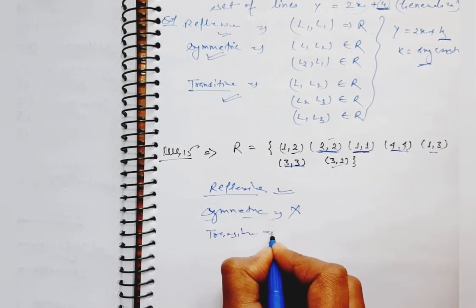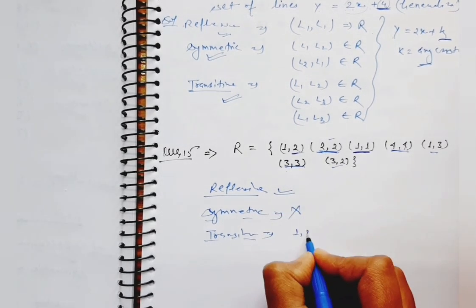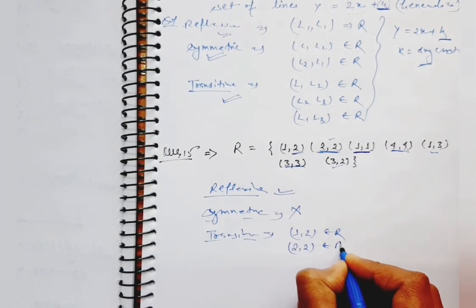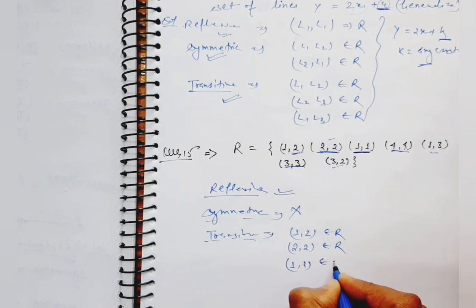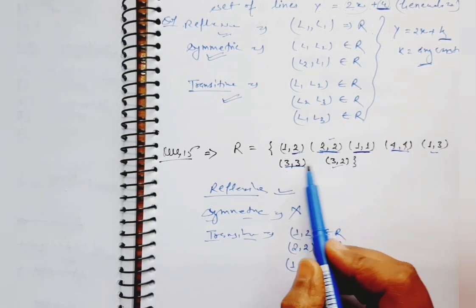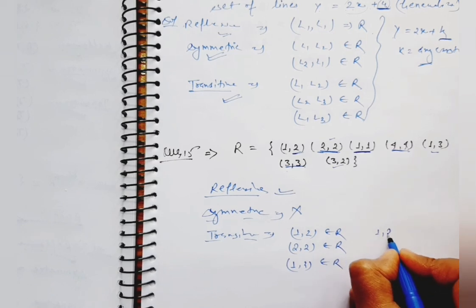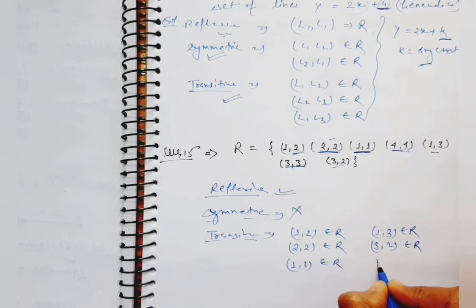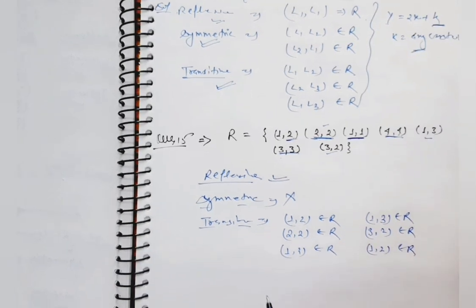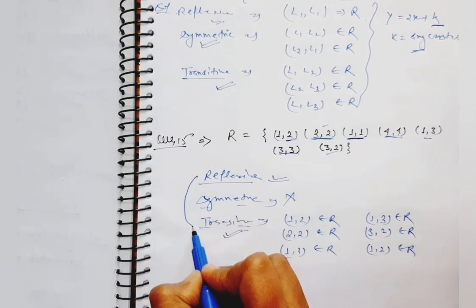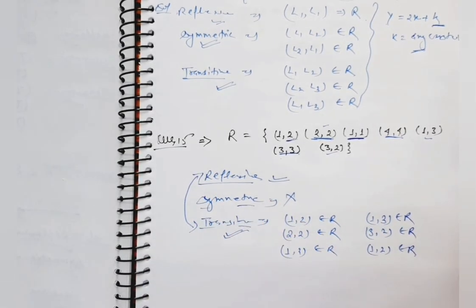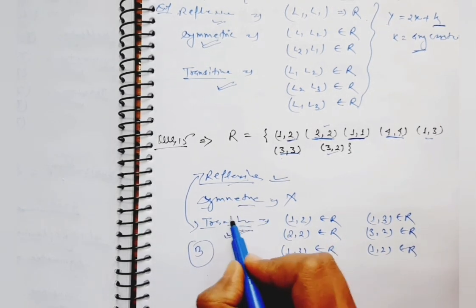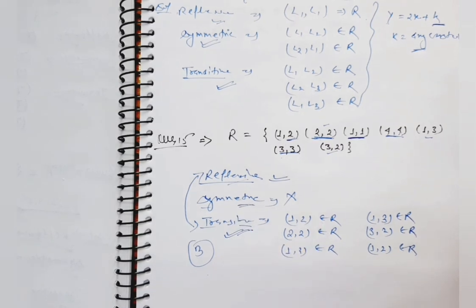Next, we will check the transitive property. If 1, 2 is present in the relation R and 2, 2 is also present in R, then 1, 2 is also present in R. We can check for any other also: if 1, 3 is present in the relation and 3, 2 is also present, then 1, 2 is also present in the relation. So it is transitive also. So the option will be reflexive and transitive but not symmetric. That is option B of the question, and that is the answer of the 15th question.